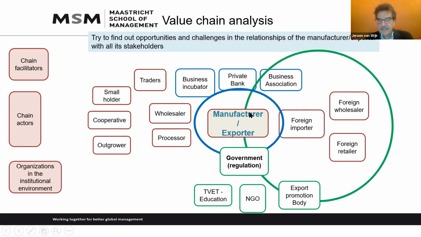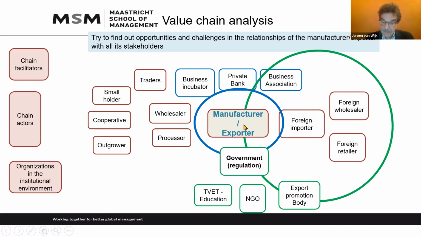And what we do in the next step, we go to the market. So what are the markets? What is the market demand? What are the future trends of the product that is being produced, manufactured, and exported by this company? And then we take into account the importer, the wholesaler, and the retailer, but also the export promotion body in the country of the manufacturer, the business association. What are they doing? What can they do?